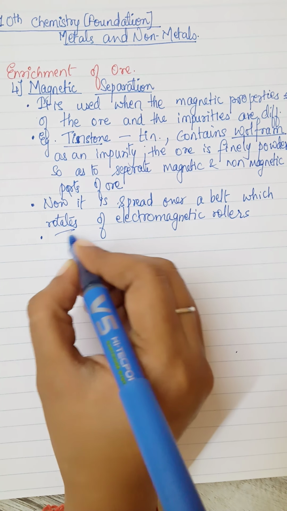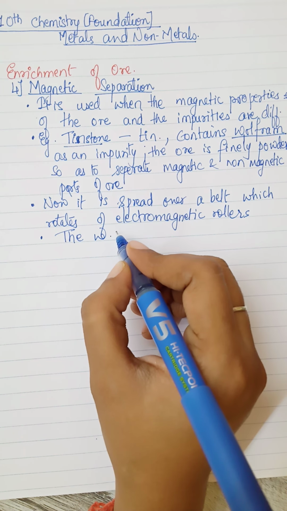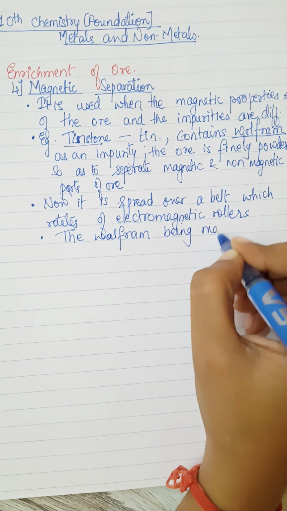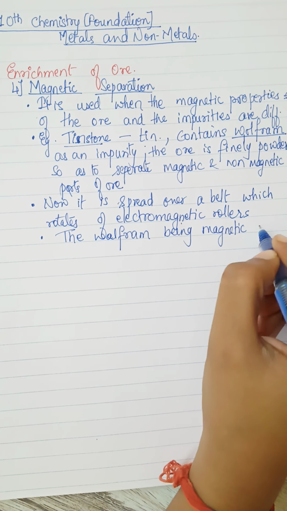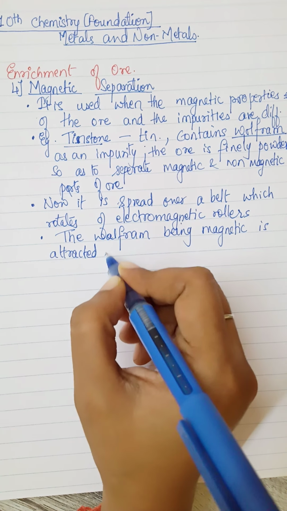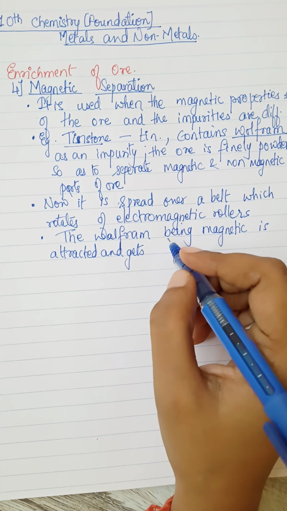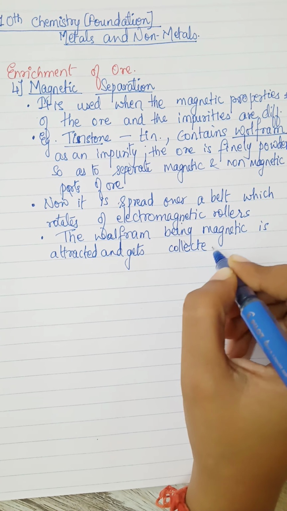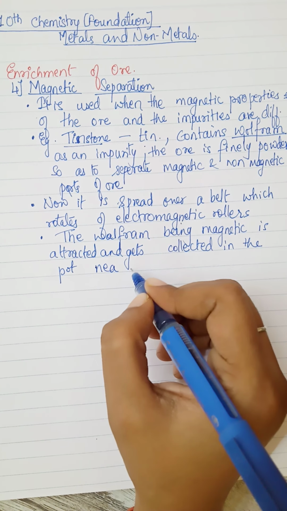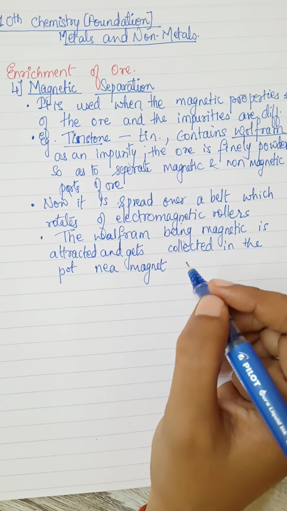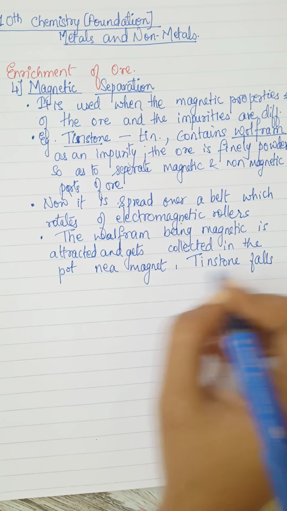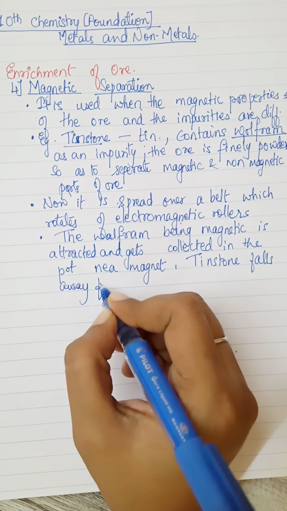So we'll write here the same thing, that is the wolfram, being magnetic, since it is magnetic, is attracted and gets collected in the pot near magnet. ठीक है, and whereas tin stone, that is the ore, falls away from the magnet.